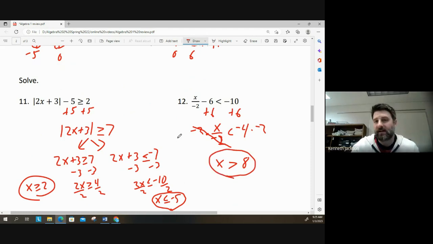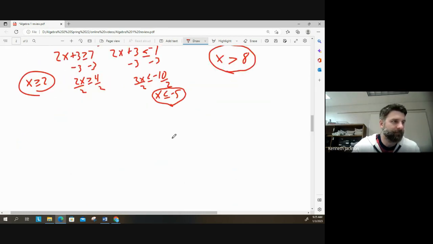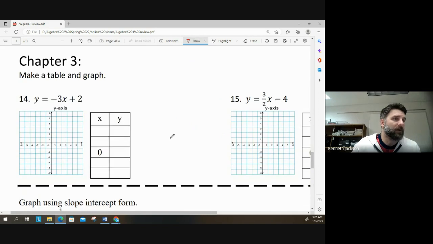In a nutshell, that's chapter 2. Not everything, but a good summary of it. Some of what we're going to be doing in Algebra 2 is certainly graphing. And in order to graph, we need to remember how to make a table.